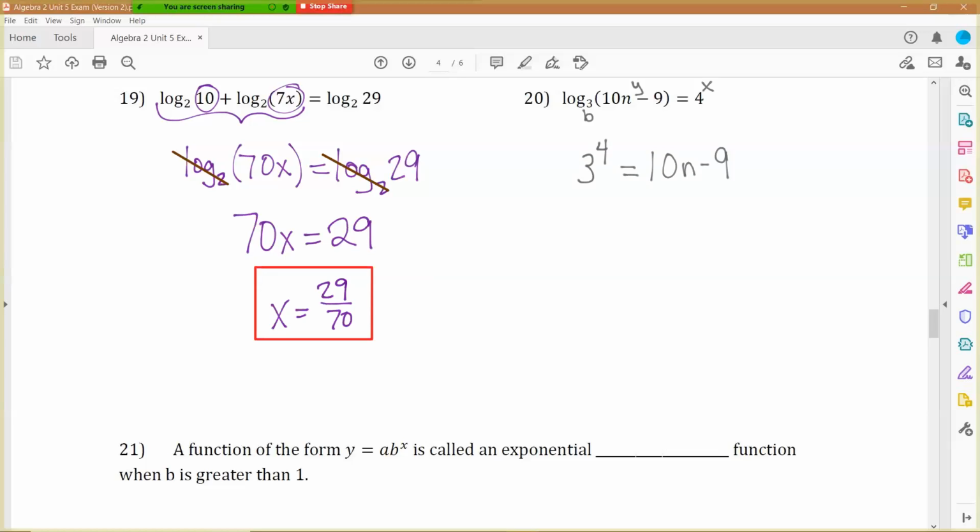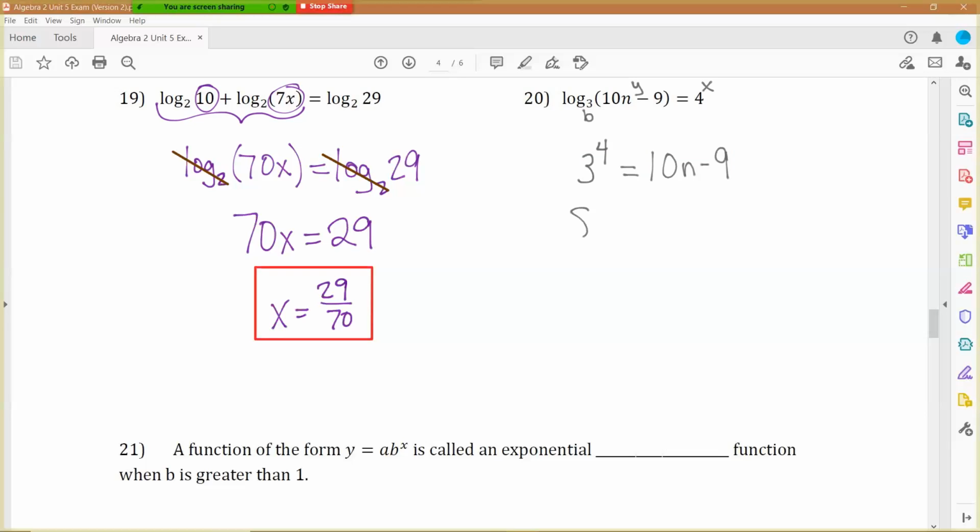I promise you, there's a question just like this on your test, and inevitably students get stumped because they want to cancel a log out. And sometimes they do cancel a log out, but there's no log on the right side to cancel it out with. So make sure, I'm pretty sure it's question 20 on your test, you're going to convert to exponential form. You're not canceling anything out. And then just simplify this.